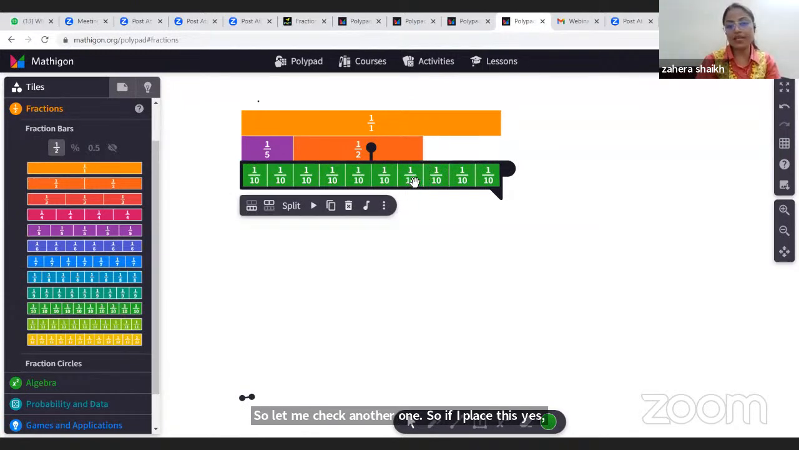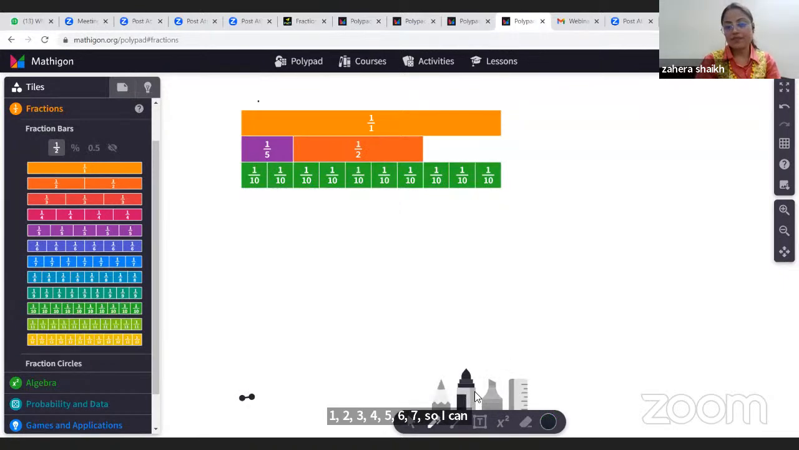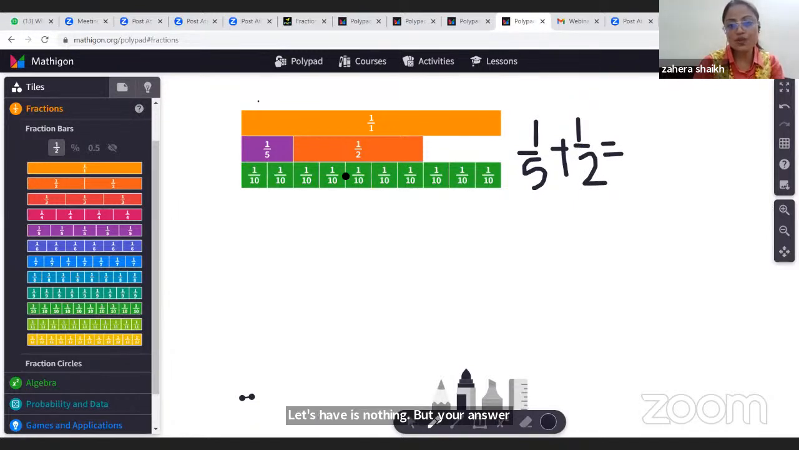And how many tiles have I placed here? 1, 2, 3, 4, 5, 6, 7. So I can say that 1/5 plus half is nothing but, your answer is how many tiles? 1, 2, 3, 4, 5, 6, 7. 7/10. This is your total. In this way, they can arrange the fraction tiles and get the sum.